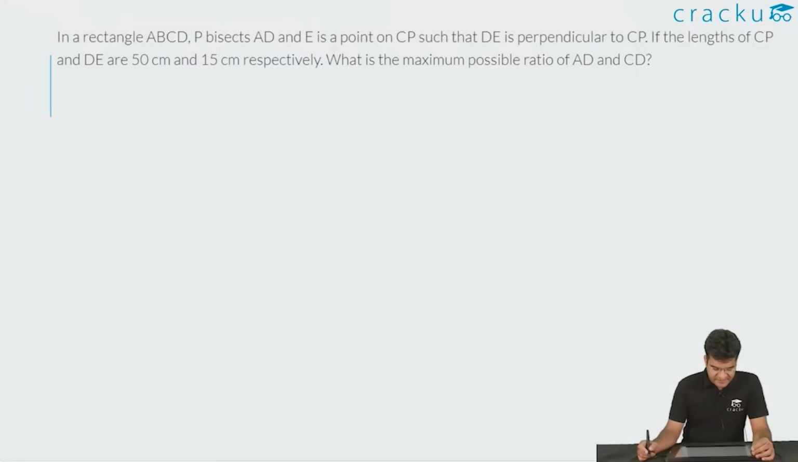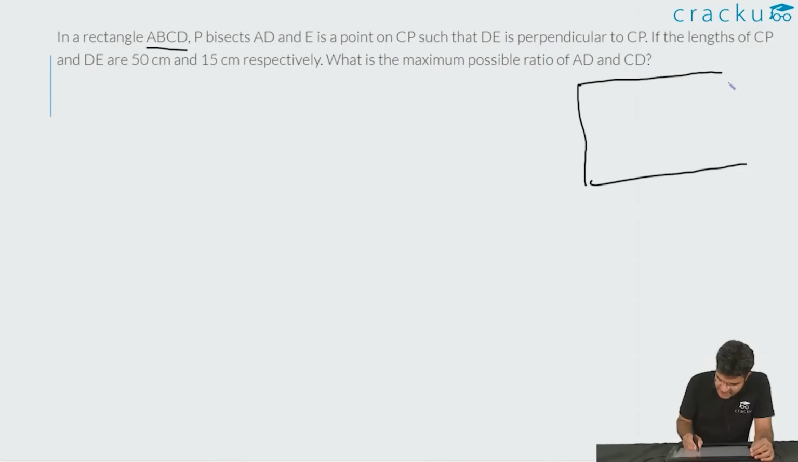In this question, it has been given that there is a rectangle ABCD, P bisects AD, and E is a point on CP. So let us first draw the rectangle and keep drawing as and when we proceed. So this is the rectangle ABCD. So say this is A, B, C and D. P is a point which bisects AD, so this is P.